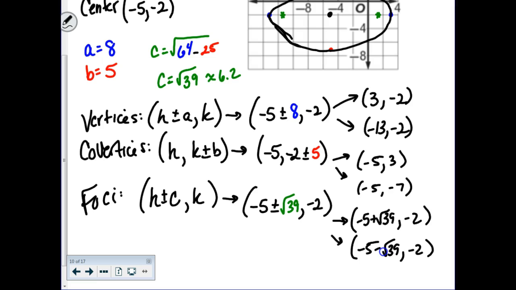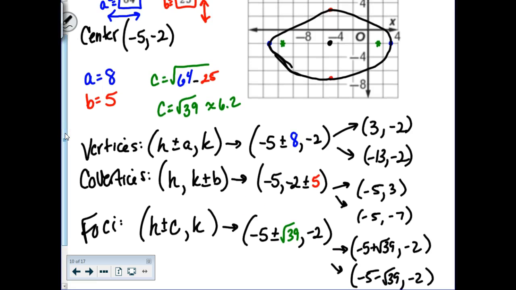Foci are ugly, usually. I had a kid one time graph their foci on the outside of the ellipse, and proudly too. Like, yes, that is where the foci is located. And I thought, man, I missed the boat. We need to revisit that. Foci are inside of your shape, okay?